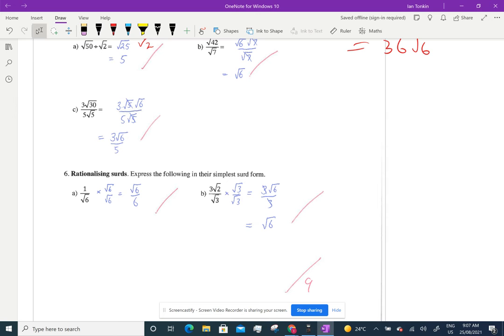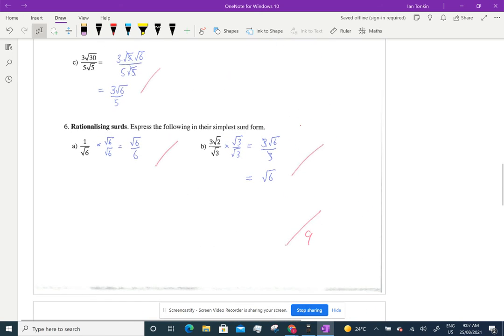Most people got this one right. The big problem here with this one was that people did not cancel the 3's. They left it as 3 root 6 on 3.